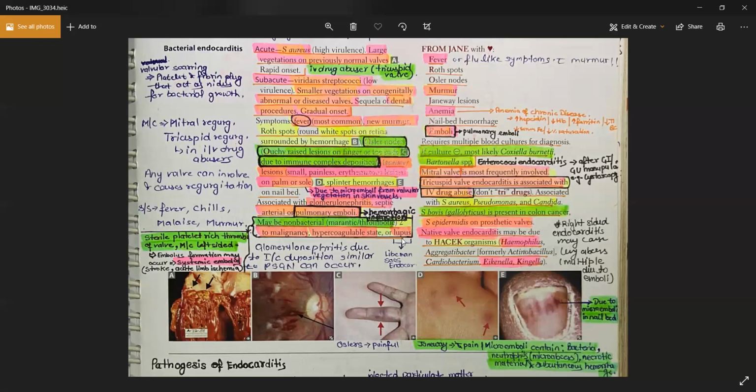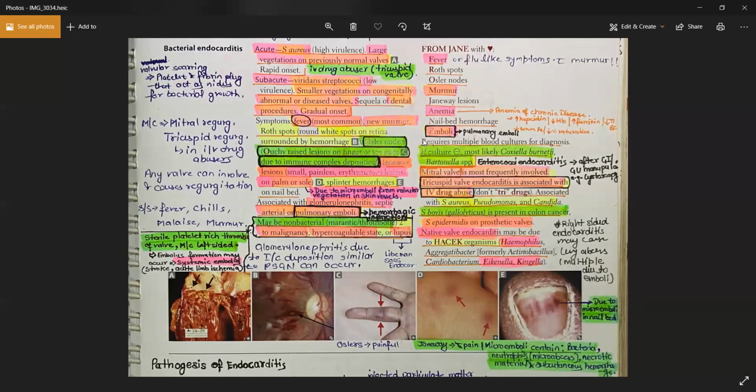Okay, in SLE, you can have Libman-Sacks endocarditis. It is a special type. In this case, you will have a vegetation above the walls as well as below the walls, in both areas, in Libman-Sacks endocarditis, which is seen in SLE. Very important. So the fever, which is the most common thing, Roth spots, Osler nodes, murmur, Janeway lesions. You can also get anemia of chronic disease sometimes, nail bed hemorrhage, and the embolism thing. Remember all of these with endocarditis.